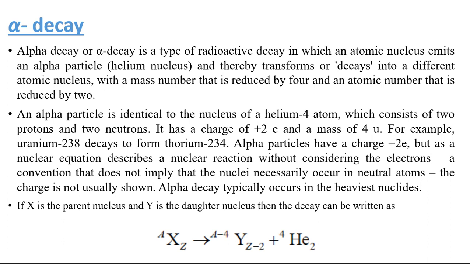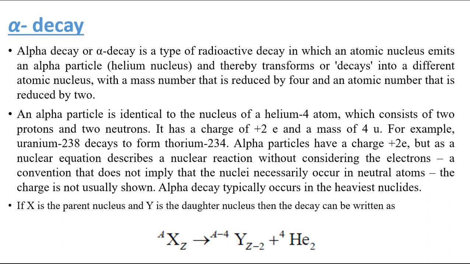So an alpha particle is identical to the nucleus of a helium atom. It has a charge of 2 plus due to 2 protons and a mass of 4 amu. So for example, uranium 238 decays to thorium 234, the alpha particle is emitted, and there is a change in the mass number of 4.